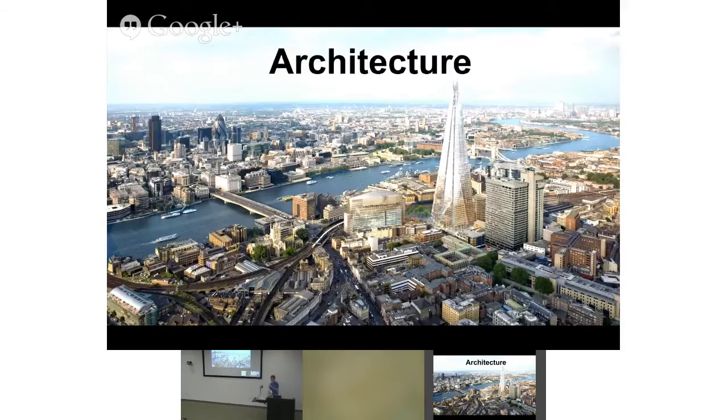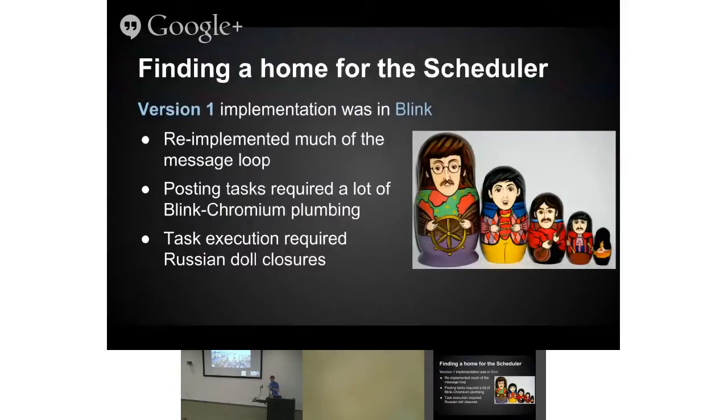So now I've talked a little bit about the constraints that we have, and next I thought I'd show a bit of the architecture that we ended up with given all these constraints. A big question that you have at the start is: where do you put this thing, the scheduler? An obvious choice, because it wants to schedule tasks that come from Blink, like the Blink main thread, is: why not put it in Blink? And that's what we ended up doing for the first version.